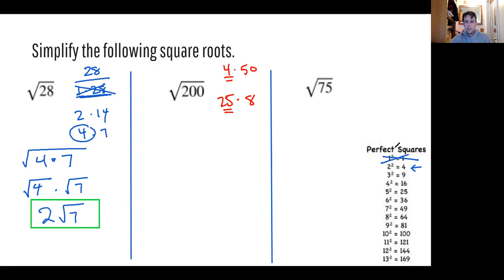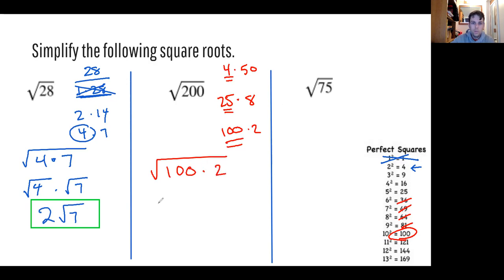Can we go any bigger than that? 36, no. 49, no. 64, no. 81, no. 100. 100 works, right? 100 is very big. That's actually going to be the one we want. 100 times 2. That's the biggest perfect square factor, so that's the one I want to choose.